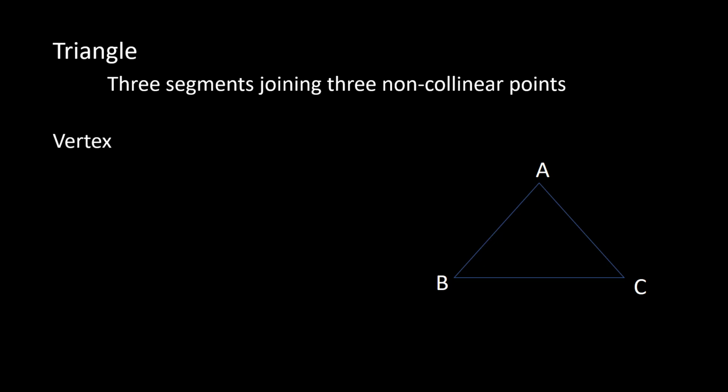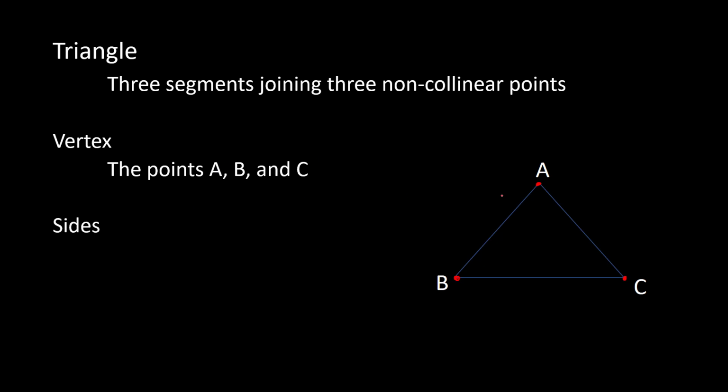We have first what is called the vertex. The vertices are the 3 points, so A, B, and C. So right here, this point is a vertex, this point, and this point are all different vertices. Vertices is plural for vertex.